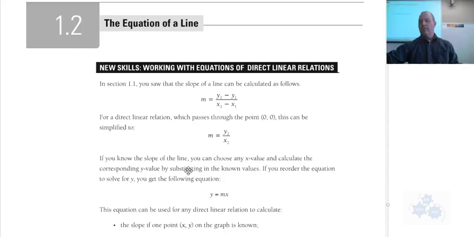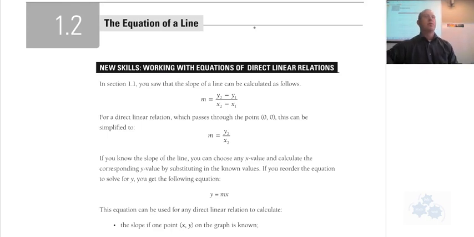All right, section 1.2, we're talking about the equation of a line, Workplace 30, teaching from the workbook here. So this is what it looks like. Working with equations of direct linear relations.